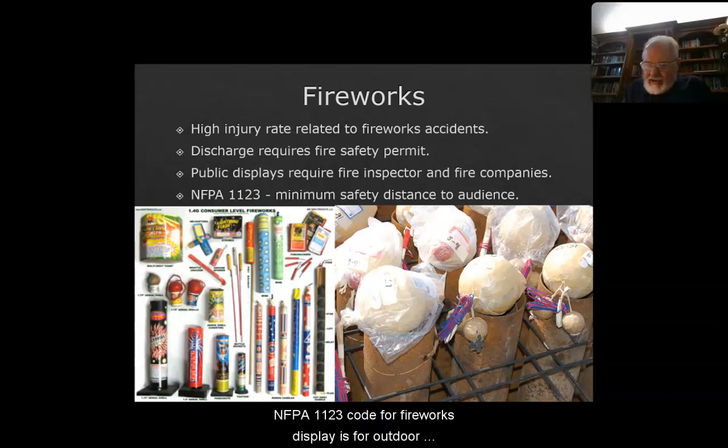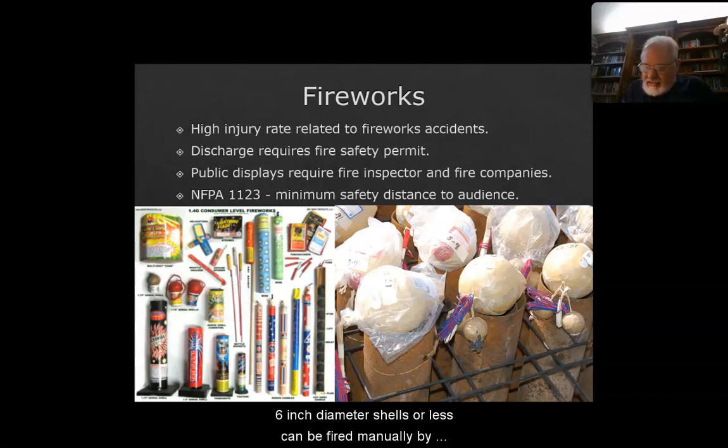NFPA 1123, Code for Fireworks Display, is for outdoor fireworks, and NFPA 1126, Standard for Use of Pyrotechnics Before a Proximate Audience, is for indoor pyrotechnics. The audience must be at a distance of at least 70 feet per inch of shell diameter being fired. The wind must be at or below 20 miles per hour.